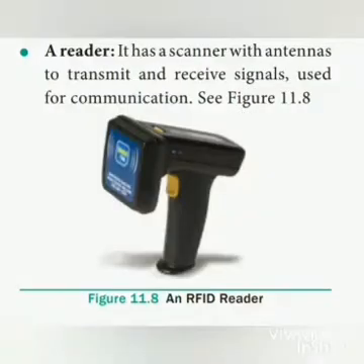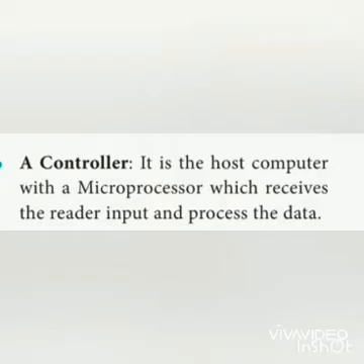Next one, this is a reader. It has a scanner with antennas to transmit and receive signals used for communication. So for communication, using this reader, we can send and receive the signals. Next one is a controller. Controller is nothing but a computer. It is the host computer with a microprocessor which receives the reader input and processes the data. So while communicating, the reader receives the signals and passes them to the computer. So the computer has to analyze it.